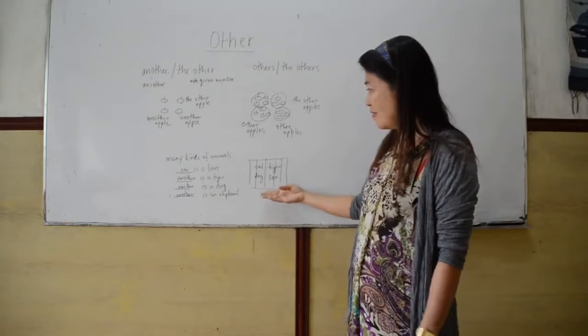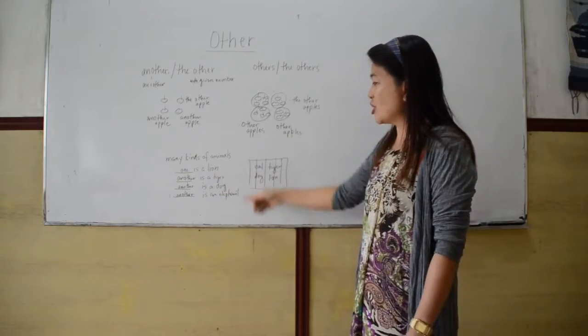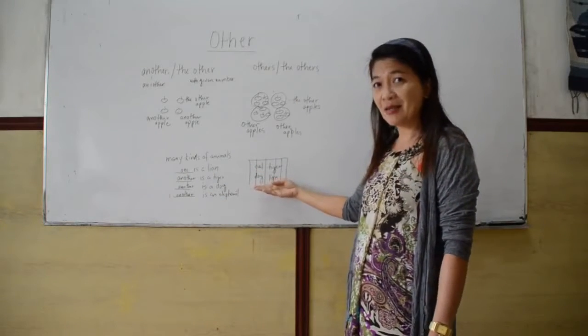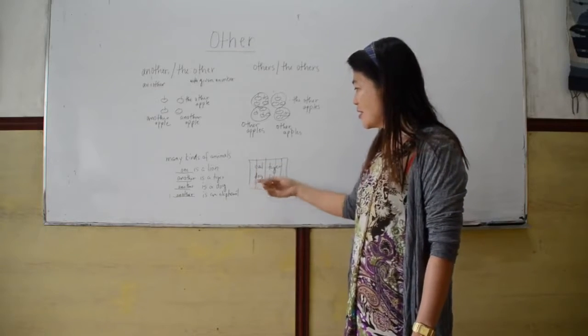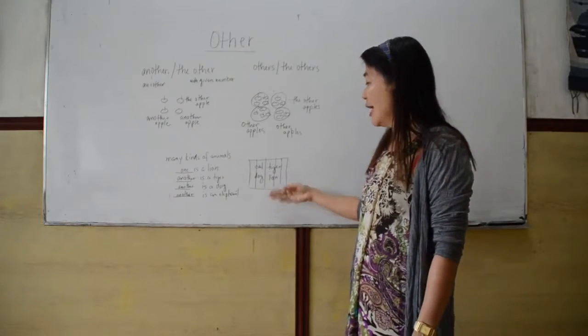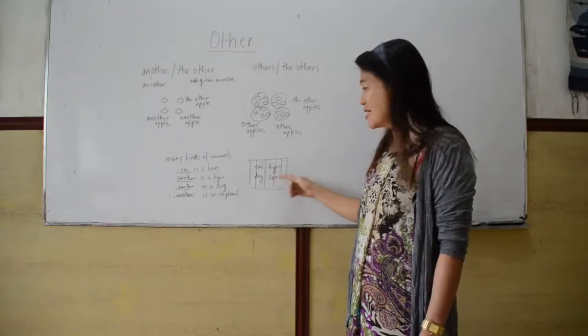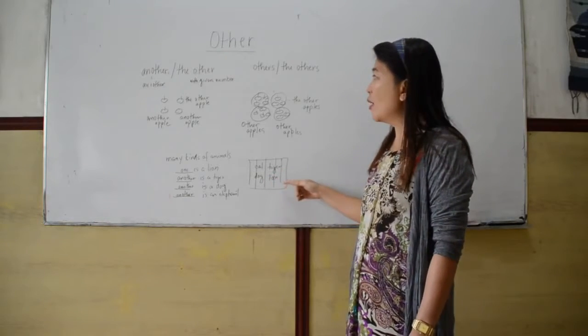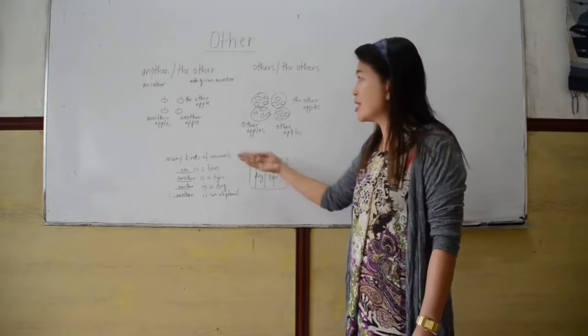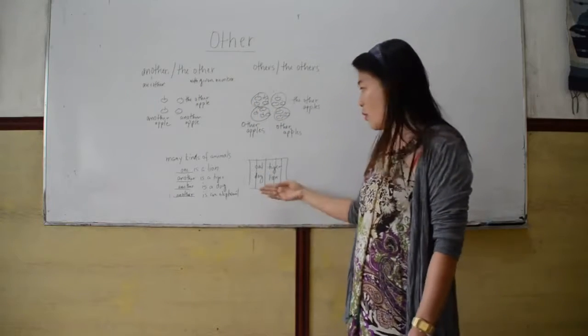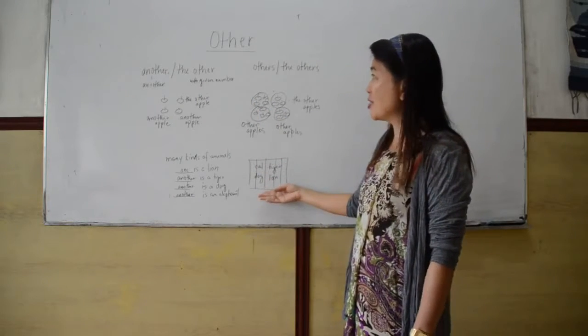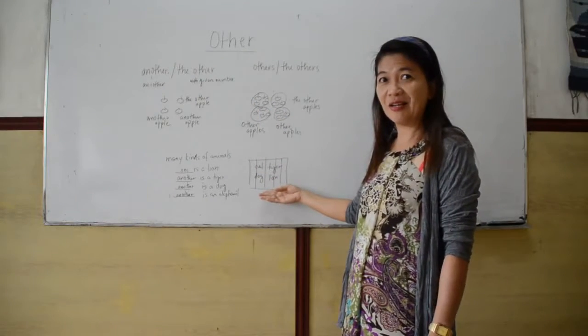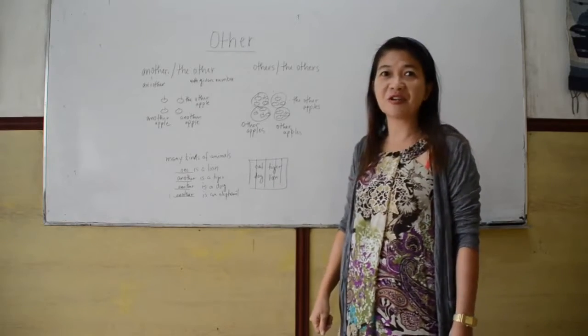On the other hand, if I say, in a cage there are 4 animals. One is a cat, another is a dog, another is a tiger, and the other is a lion. This time, I used the other, because there are only 4 and I mentioned a number. So I hope that is clear for the singular forms.